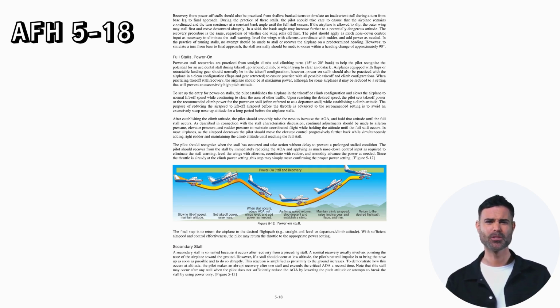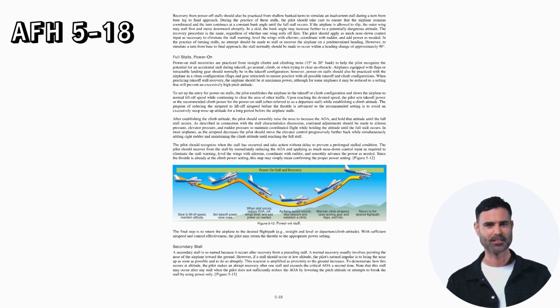The pilot should recognize when the stall has occurred and take action without delay to prevent a prolonged stalled condition. The pilot should recover from the stall by immediately reducing the AOA and applying as much nose-down control input as required to eliminate the stall warning, level the wings with ailerons, coordinate with rudder, and smoothly advance the power as needed. Since the throttle is already at the climb power setting, this step may simply mean confirming the proper power setting. The final step is to return the airplane to the desired flight path, e.g., straight and level or departure climb attitude. With sufficient airspeed and control effectiveness, the pilot may return the throttle to the appropriate power setting.